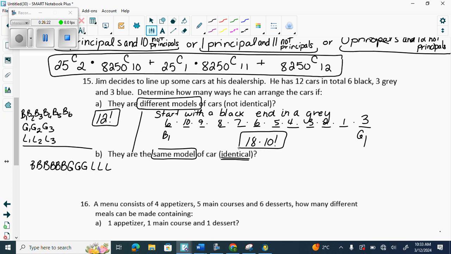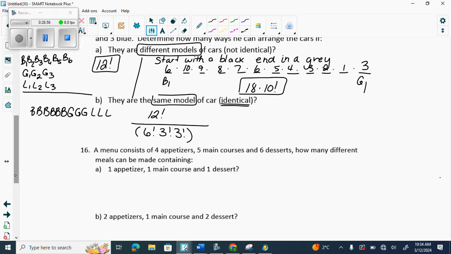Yeah? Do you see the difference between same model? They have the same colors, but they look different. Yes? B1, B2, B3, B4. So that's different model. Same model, they all look the same. So instead of 12 factorial, the answer to this question would be 12 factorial over what? 6 factorial, 3 factorial, 3 factorial. So whenever I have identical objects, I immediately write them out as letters because I find that easier. And then it reminds me to divide by the factorials.